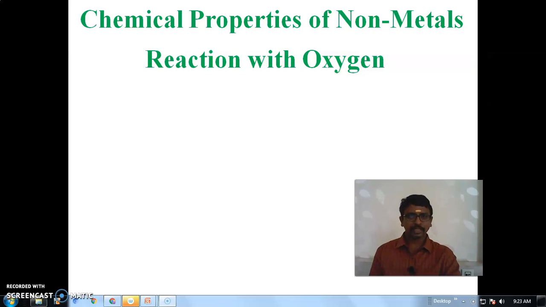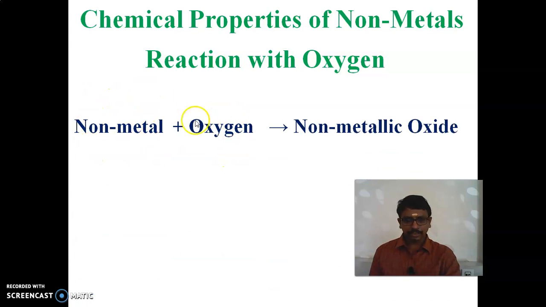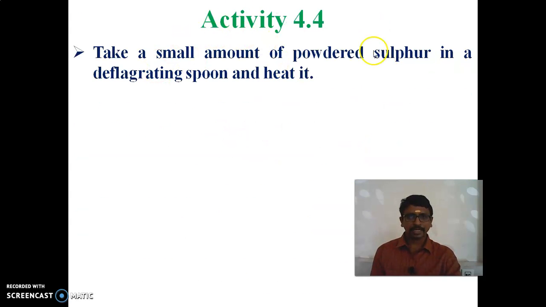And next we can see the chemical properties of non-metals. What happens when a non-metal reacts with oxygen? When a non-metal is treated with oxygen, it forms a non-metallic oxide. When a metal is reacted with oxygen, it forms a metallic oxide. When a non-metal is reacted with oxygen, it forms a non-metallic oxide. Let me see one activity, that is Activity 4.4.